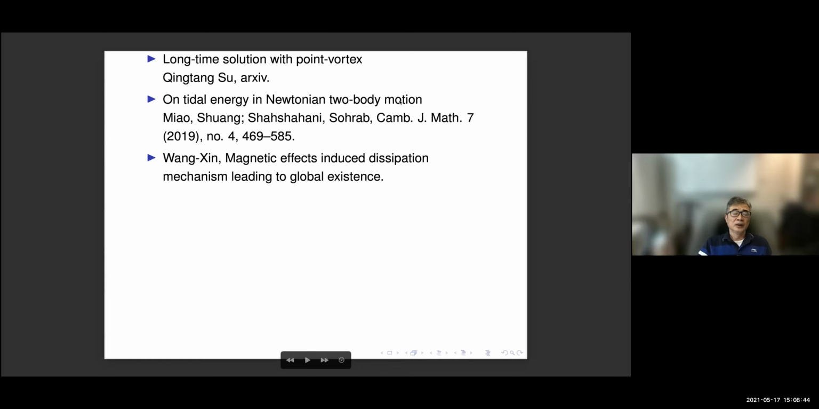And just now we talked about the irrotational flow. For example, for the problem with vorticity, the simplest case is with a point vortex by Xu, and also with a magnetic field, and it was found by Wang, Yanjin Wang, and Zhouping Xin, that the magnetic field has induced dissipation, leading to the global existence.